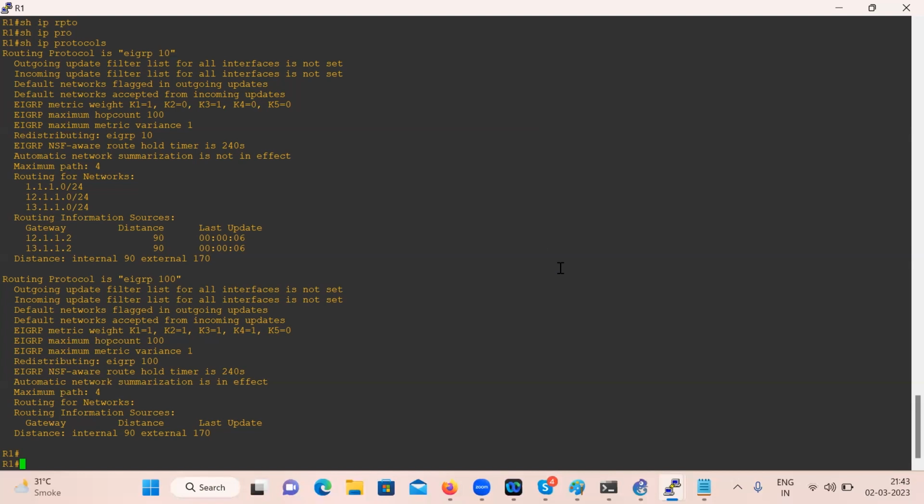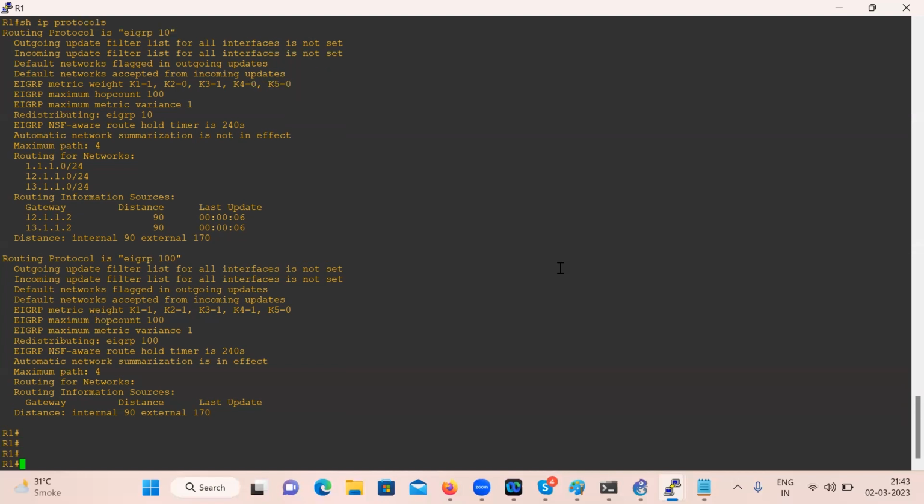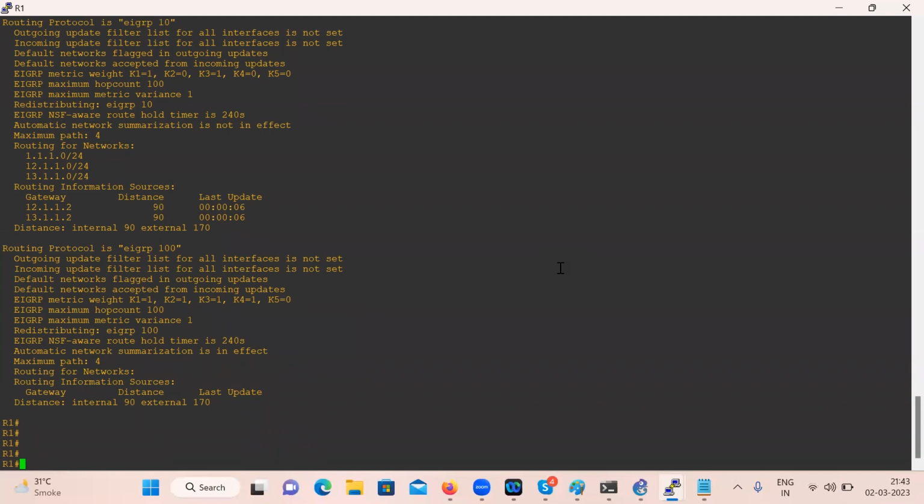Somebody is asking something. Yes, sir, I have a quick question. By default, for EIGRP 10, it took bandwidth and load or delay as one, and the other three values are zero, right? So is it not true that reliability by default uses value 255 and MTU uses 1500? Yes, but if zero, you want zero. That is different.